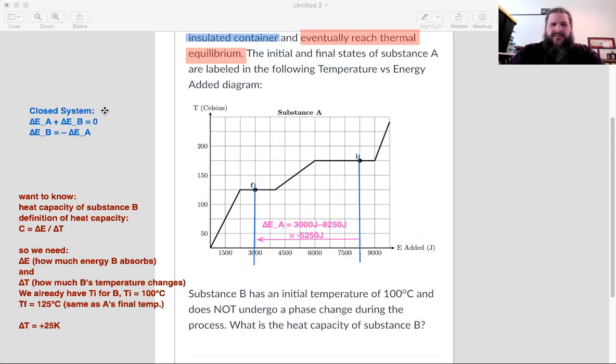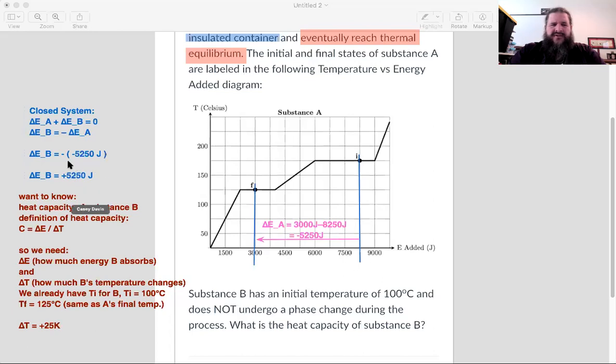What does that tell you about B? Yeah, B gains that much energy. If you want to write that mathematically, we can say delta energy for B is negative negative 5,250 joules. The negatives cancel out. So we know delta E for B, the energy that B gains, is positive 5,250 joules.